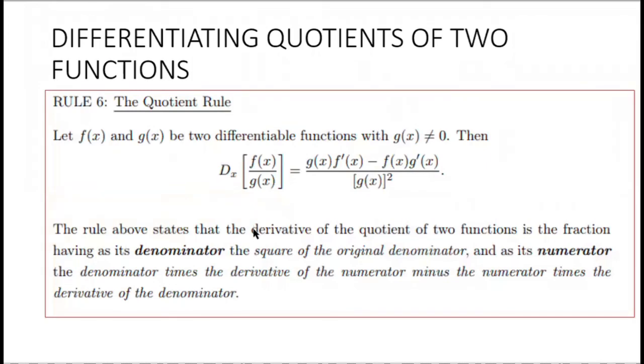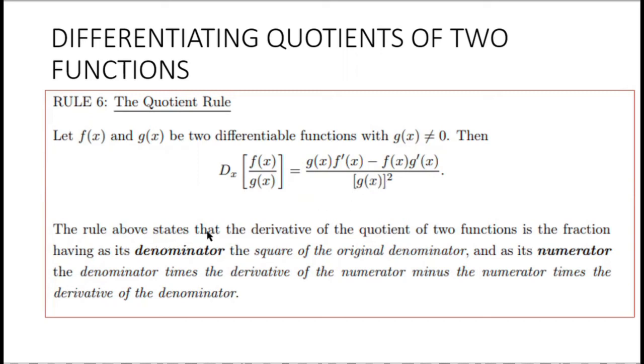Okay, next, differentiating quotients of two functions. Rule number 6, the quotient rule. Let the f of x and g of x be two differentiable functions with g of x not 0. Then the derivative of f of x over g of x is equals to a function g of x times the derivative of f of x or f prime of x minus a function f of x times the derivative of g of x or g prime of x all over a function g of x square.